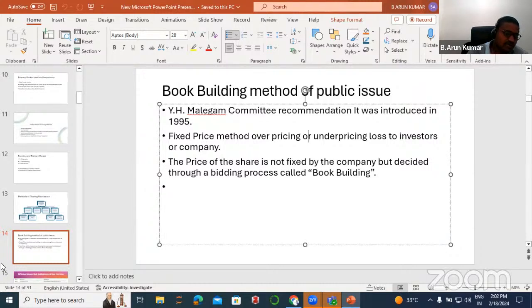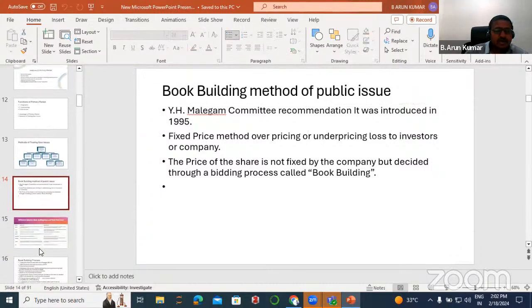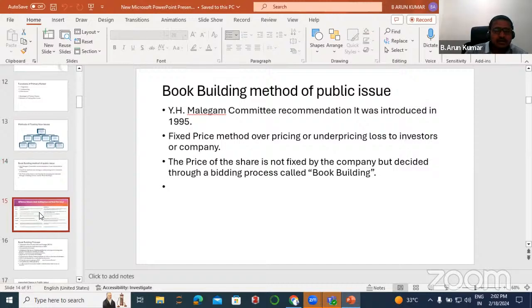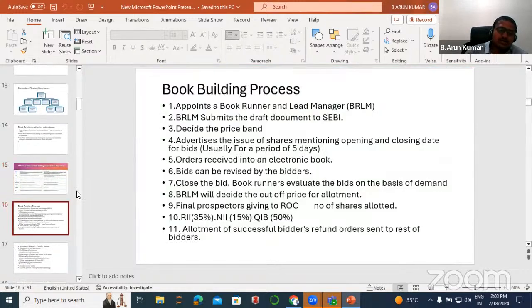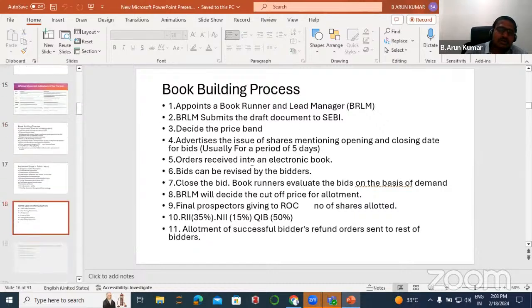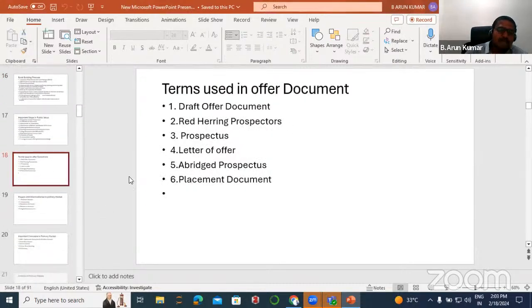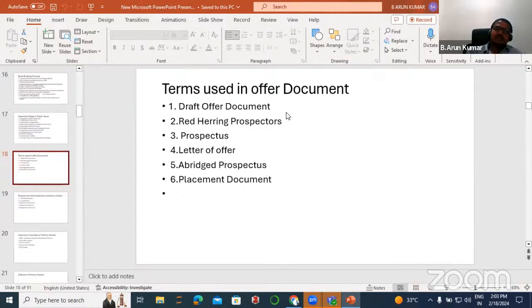And go through the SEBI guidelines also. Sometimes they will ask about the difference between the book building issue and the fixed price issue. This is the book building process. These are all the terms used in the offer document, and they will ask each term as a short question.